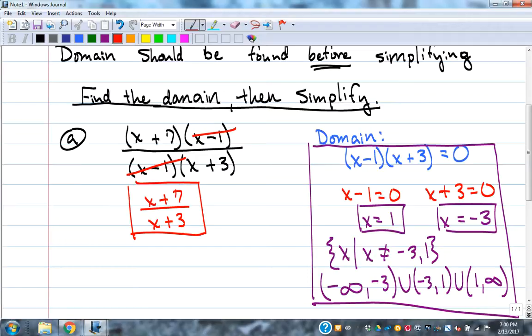Now, what I want you to notice here is if we simplified first, we'd lose part of our domain because we don't have two pieces in the bottom. After we simplified, we only had one piece. So we would lose part of our information about the domain. So that's why we've got to find it first. Domain's got to be found first. Then you can simplify. Factoring is going to be the vehicle for simplifying these things.